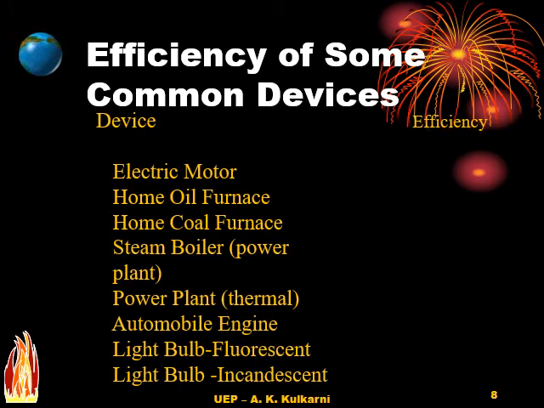So these are the efficiencies of some of the common devices we are having right now. The efficiency of an electrical motor is around 90%. For the oil furnace it is around 65%, coal furnace around 55%, steam boilers around 89%. Power plant, that too thermal power plant, check it out. What is the overall efficiency of a thermal power plant? 36% only. If it has this much efficiency, what are the losses? Exactly around 64% of losses are created in this thermal power plant.